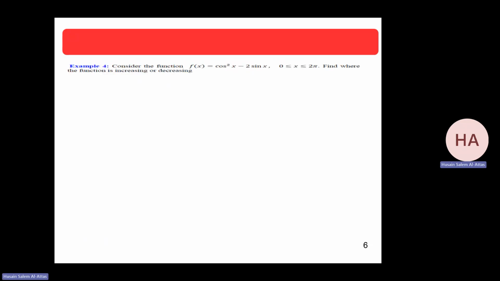Consider this function now. Now we are dealing with trig functions, and then we'll deal with all the exam questions. Okay. Now I have, yeah, the function is continuous. We have no problem. We have a fixed interval, I mean a specific interval between 0 and 2 pi. So I need to find f prime to find the critical numbers as usual.